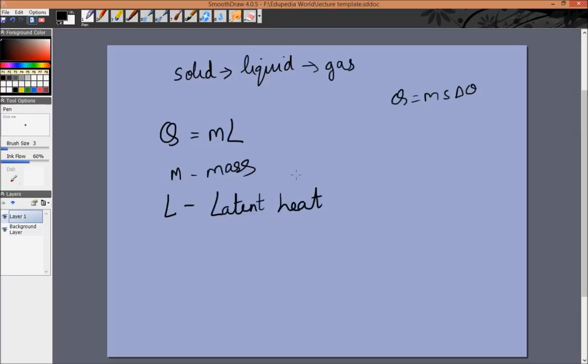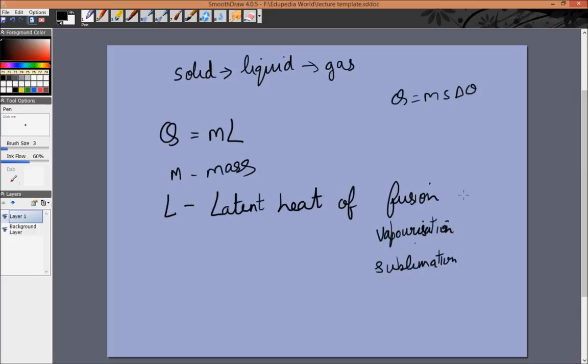This equation basically just tells us that to convert 100 degrees centigrade of water to steam, we would require twice the heat for twice the mass. But what heat is required for a unit mass, that is given by this constant called latent heat. Now you can have three types of latent heats. You can have latent heat of fusion, vaporization, or sometimes you can have it of sublimation.